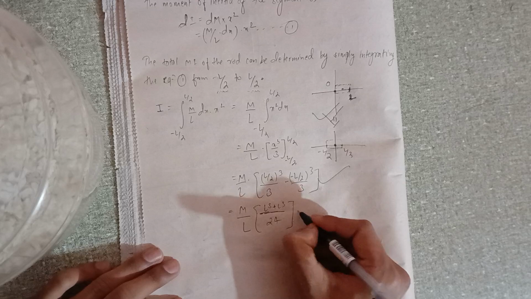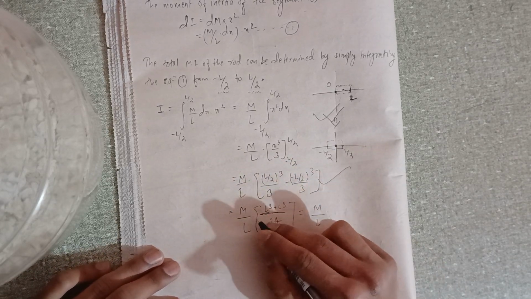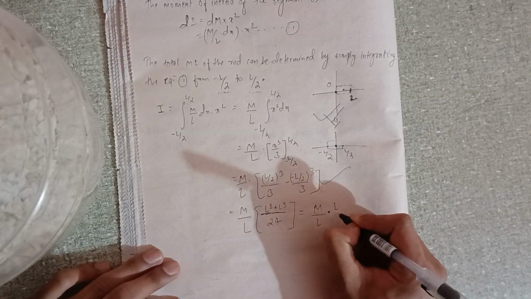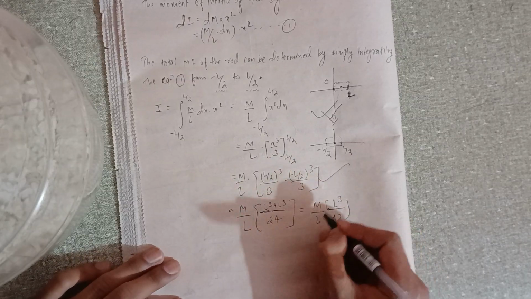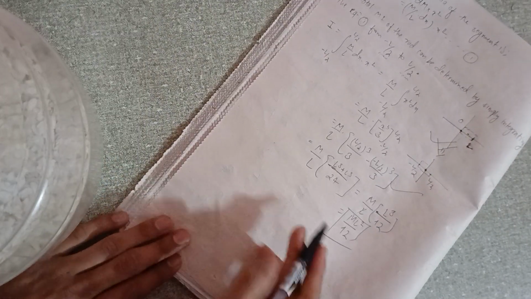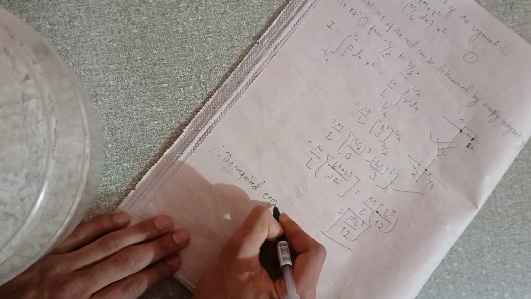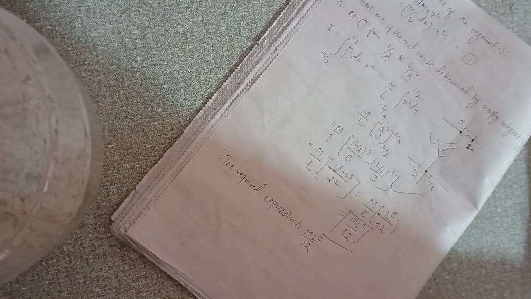This is how it will happen. And this will be m by L, and this will be 2L cube by 24, so you can cut 1 L and 1 2 to get 12. So this will be m by L times L cube by 12. You can cut this, and this will be m L squared by 12. This is what you need. Now you can simply write, therefore the required expression is m L squared by 12, and that's it. Your derivation ends right here.